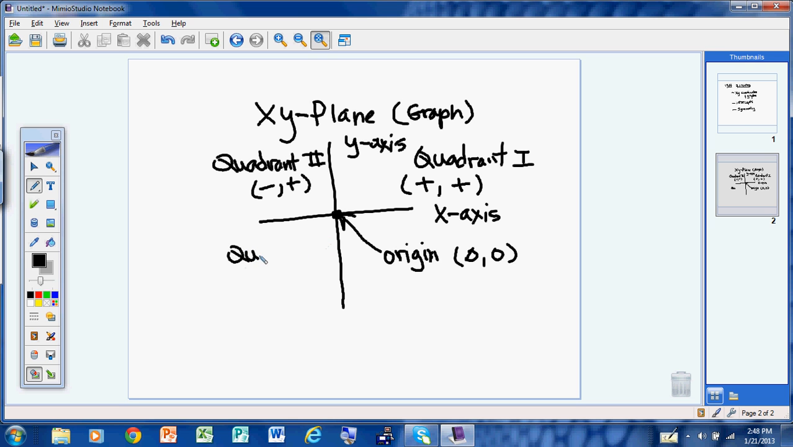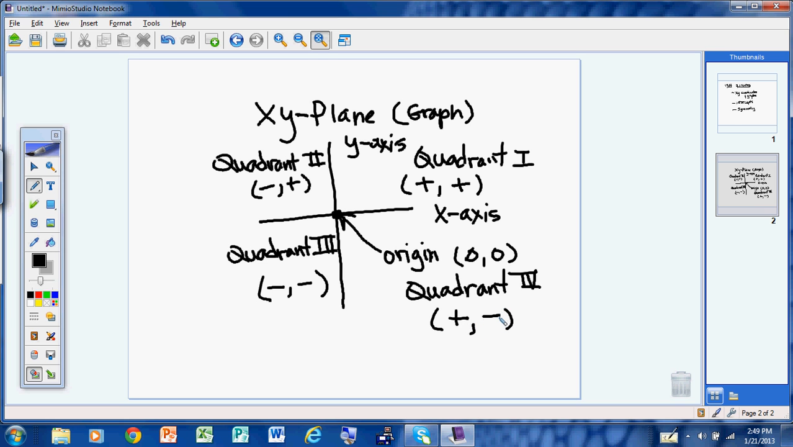Rotating now down to the lower left corner, this is referred to as quadrant 3. And in quadrant 3, our x values are negative and the y values for points in that region are also negative. Finally, rotating to the last quadrant here in the lower right, this is referred to as quadrant 4. And quadrant 4 has x values that are positive in that quadrant and y values that are negative.